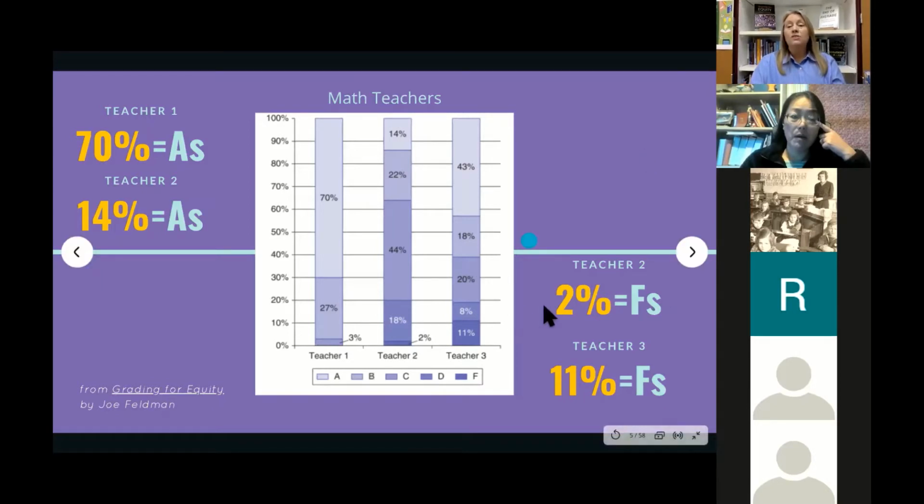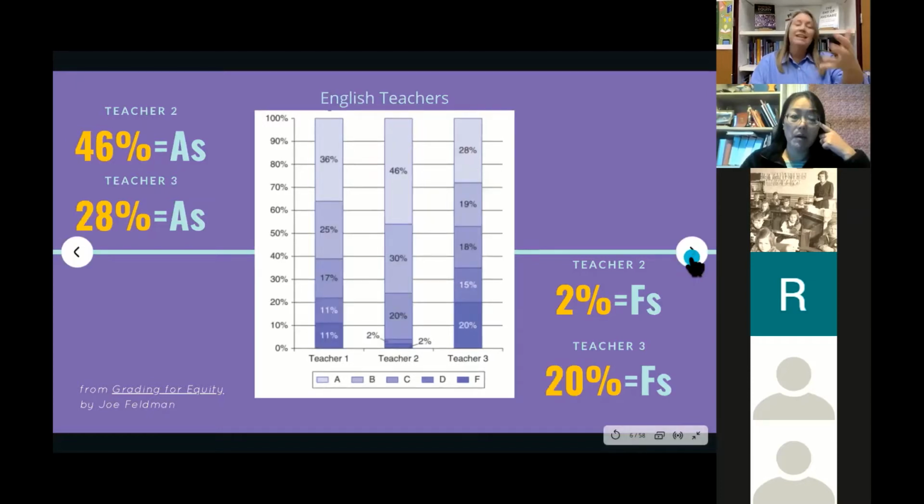So let's look at this next chart. Hope it's not too fast, but this is similar. These are the English teachers. The English teachers, same school, 3 different English teachers teaching the same subject. Again, post what you notice, what it makes you think about. It makes me doubt the practices of these teachers.